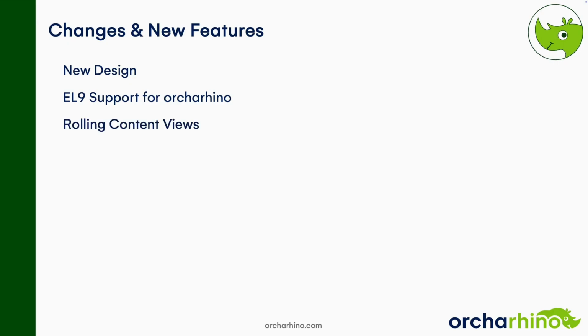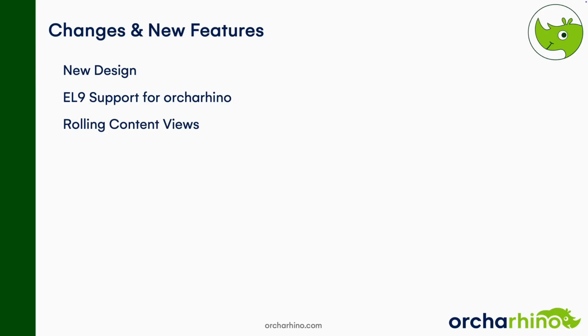With Orcharhino 7.0, we are introducing a new feature, the so-called rolling content views, which will provide an alternative to the standard content view scenario. In the standard content view scenario, you created a content view, you assigned repositories, you published a new version, in this way freezing package states in time, which allowed for version control on a given server.